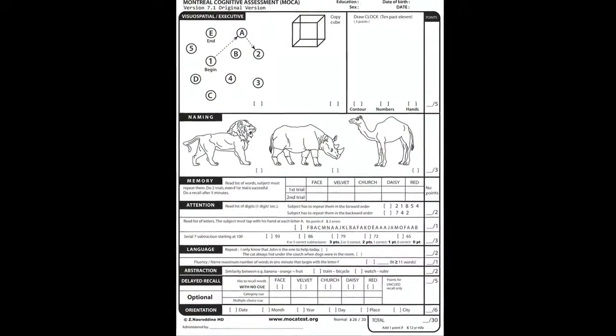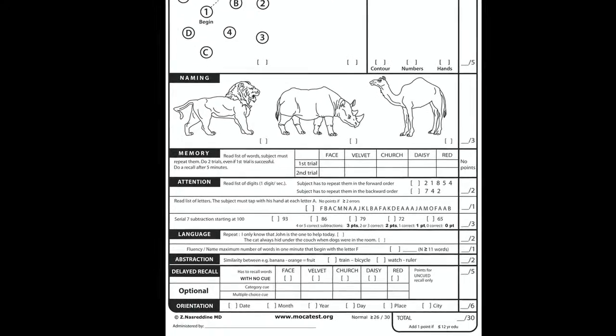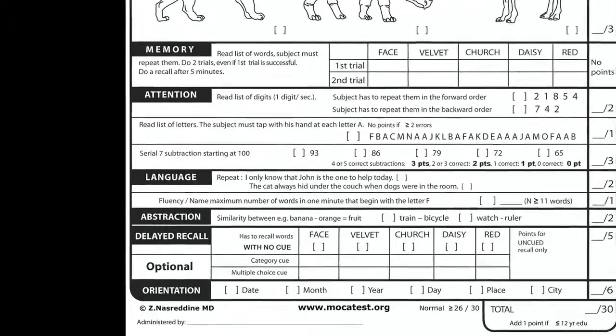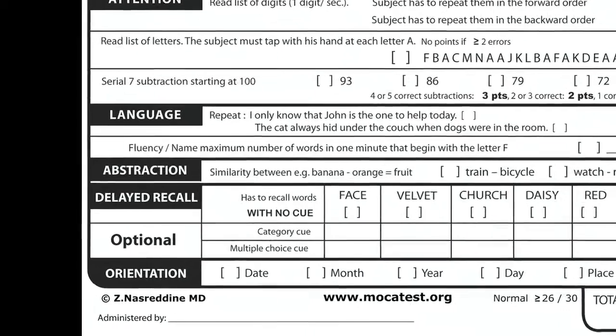The next part of this section looks at fluency. It asks the patient to name a maximum number of words in 1 minute that begin with the letter F. Fun, foe, frolic, fail, find, furious. Allocate 1 point if the subject generates 11 words or more in 60 seconds. Record the subject's responses at the bottom of the page.